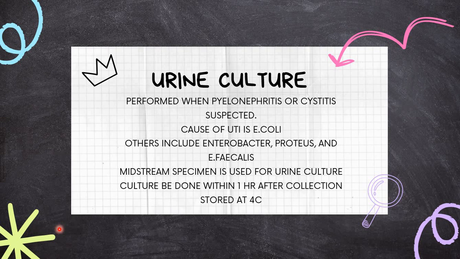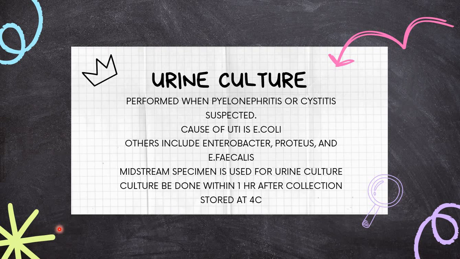urine cultures. Urine cultures are performed primarily when pyelonephritis or cystitis is suspected. By far the most frequent cause of urinary tract infection, UTI, is E. coli. Other common agents are Enterobacter, Proteus, and Enterococcus faecalis. Urine in the bladder of a healthy person is sterile, but it acquires organisms of the normal flora as it passes through the distal portion of the urethra.